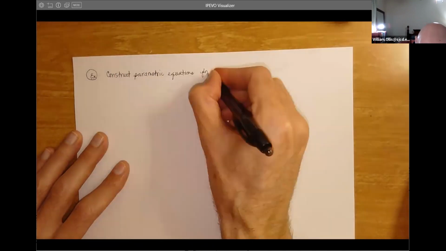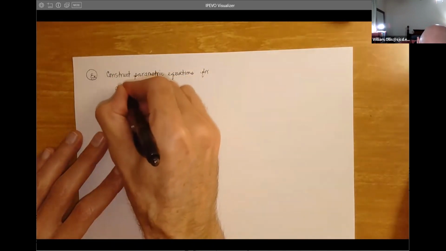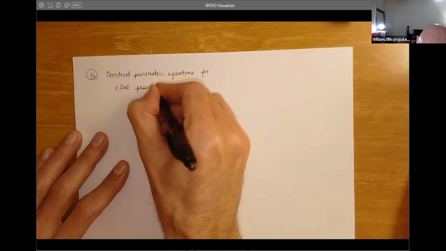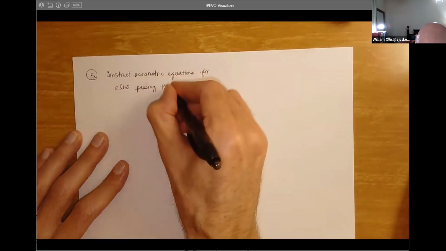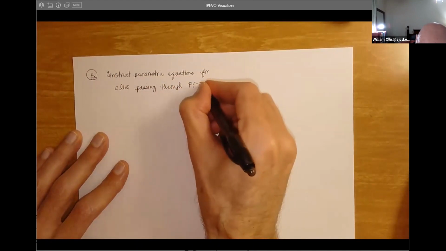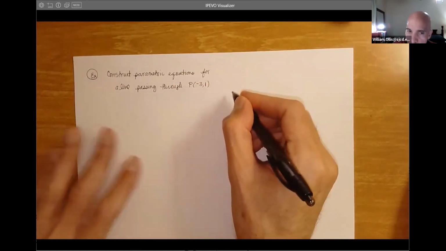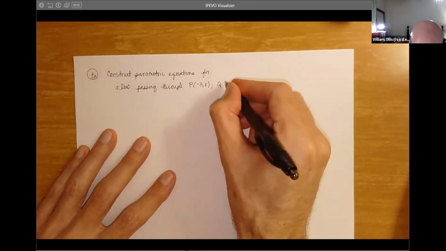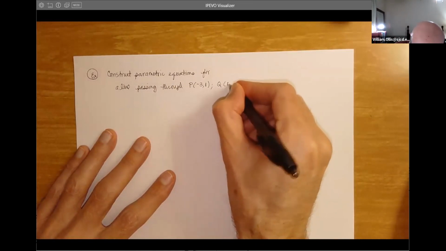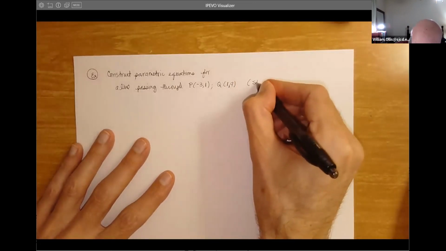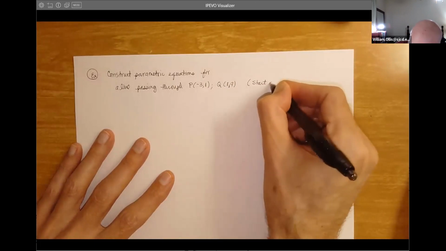For a line passing through, and we'll just label 2 points, like we're in pre-cal. We'll say P is -3, 1, and Q is 1, 9. And I'll just say here, start at P.